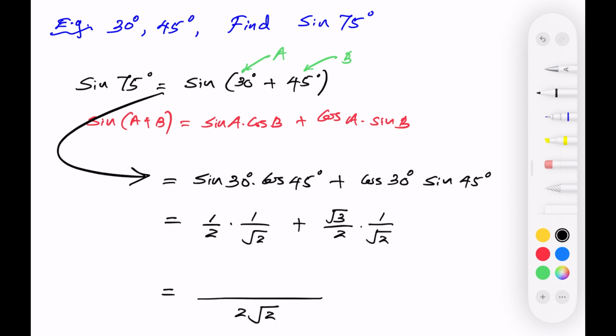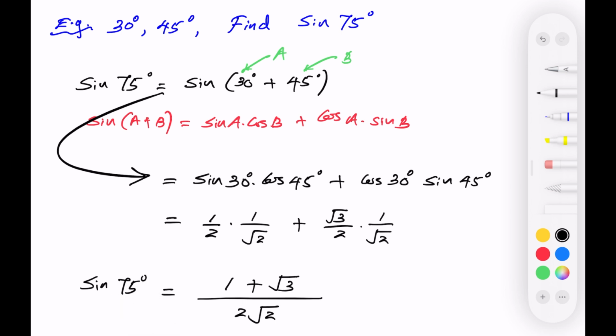From the first term, I have 1 times 1, which is just a 1. And then I have this plus sign. And then I have square root 3 times 1, which I can identify as square root 3. So this is the final answer for sine 75 degrees.